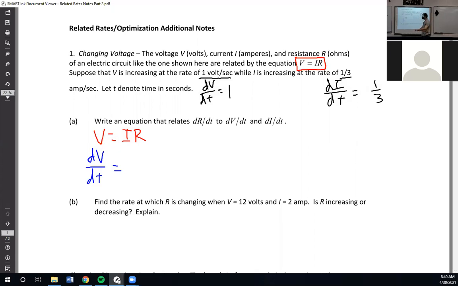Here comes dV/dt. This is a product rule. I and R are getting multiplied, and we're taking the derivative of both of them. So product rule means first, times derivative of the second. Derivative of R is dR/dt. Plus R, second, times derivative of the first, R times dI/dt.